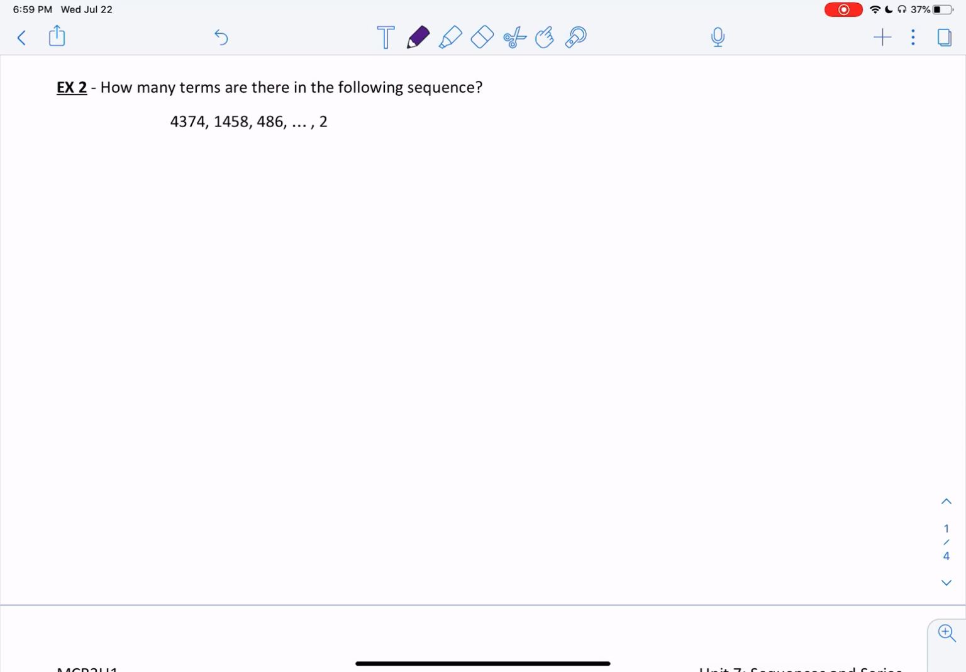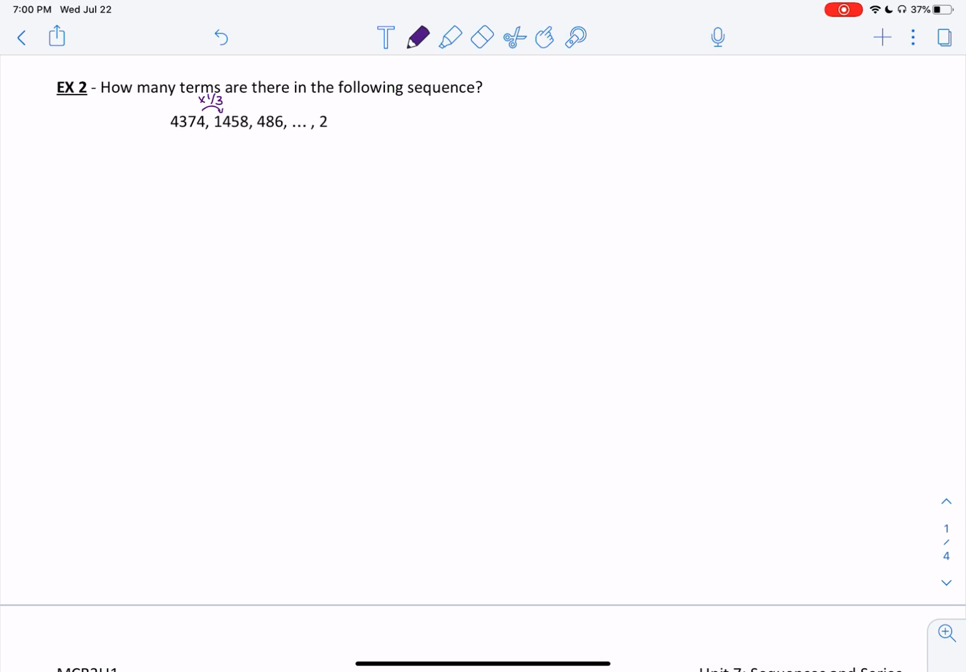So I need to think, how do I get from 4,374 to 1,458? Because my numbers are getting smaller, it means that I'm going to be multiplying by a fraction or dividing. So in this case, to get from 4,374, I would multiply by a third or divide by 3.